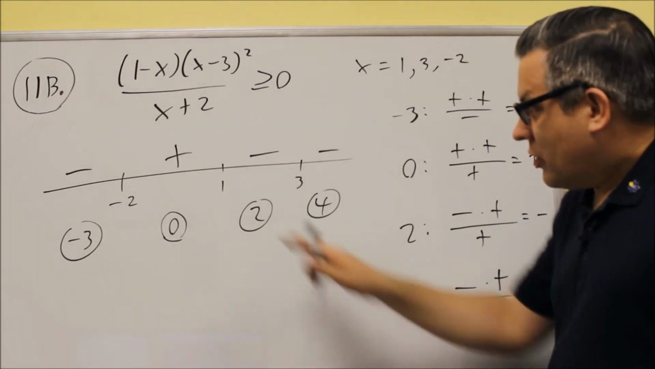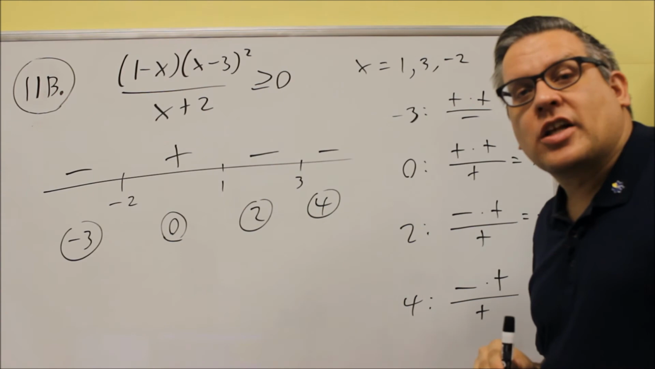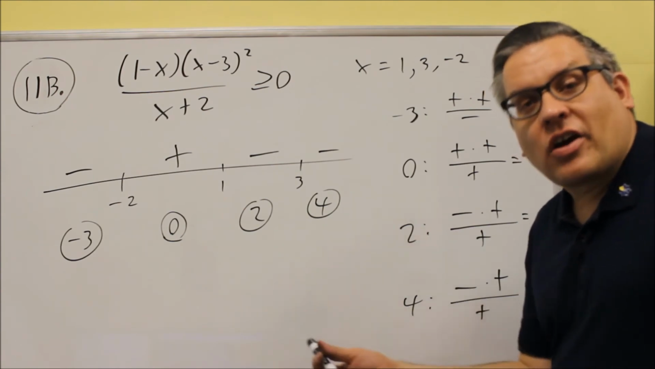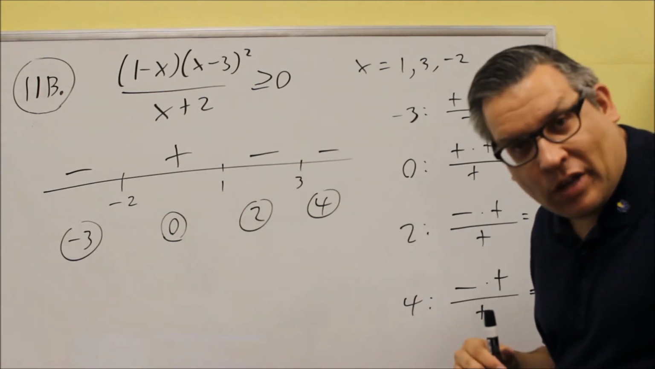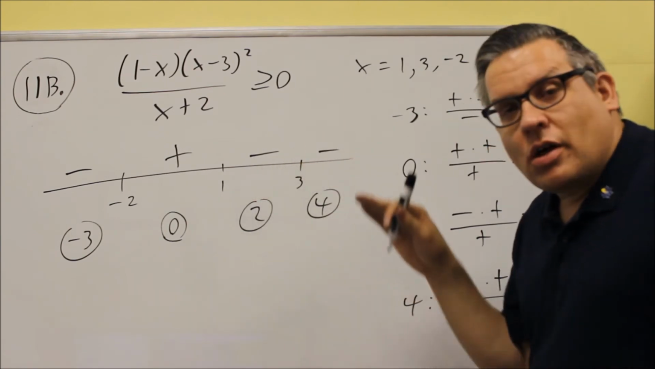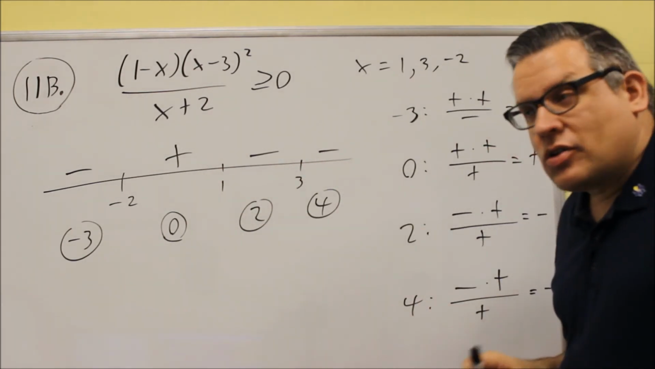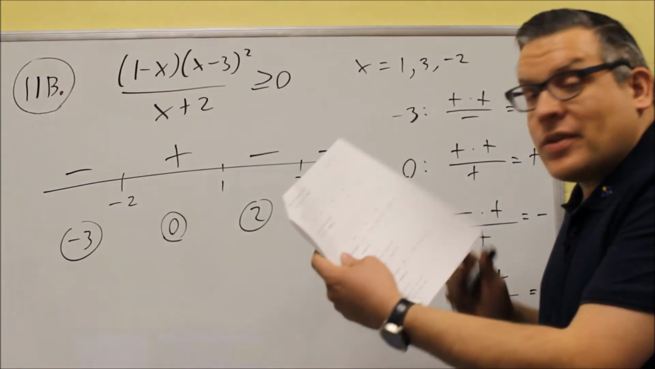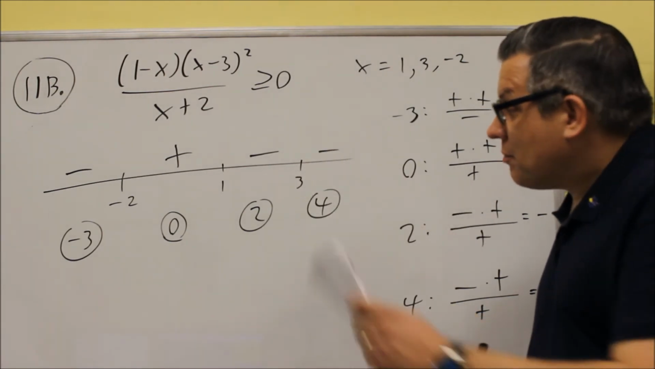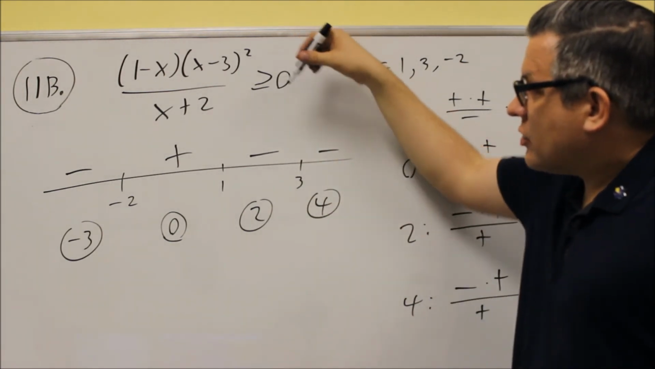Now, this is going to be my final sign configuration. I would get exactly the same thing if I did it by the table method. So I still get the same results. And that was the same result that we got in the key here. Now the last thing we're going to do is write the answer.